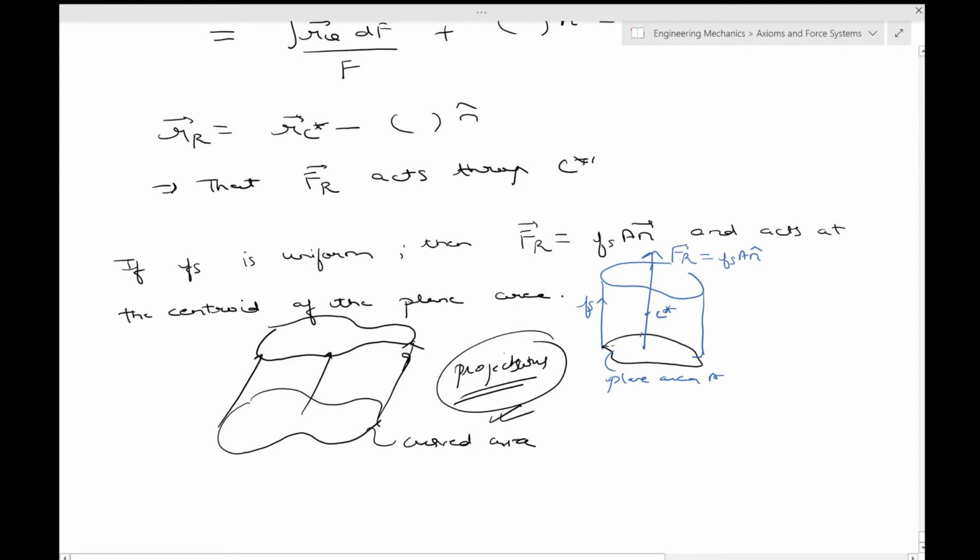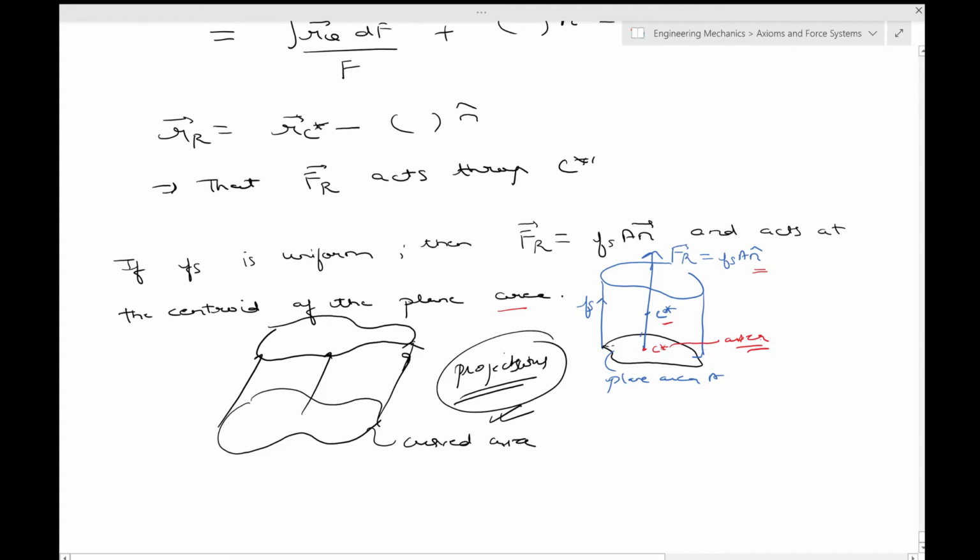Actually, in this particular case, and this is the point which you should note, even though this C star is actually the volume of this solid which is generated, the C star of the area, okay, of this plane curve will also lie just below it, because it will be the same line. Okay, so that is why it is said that this FR acts on the centroid of the plane area, because both of them will be connected by a line. This red C star and the blue C star will be connected by a line which is parallel to N.